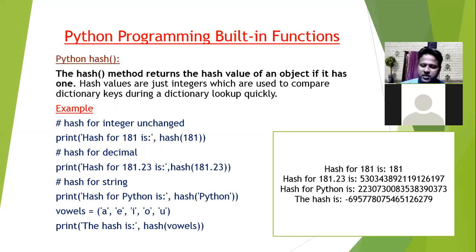Hash key means it defines the memory location where your value is stored. When you store any kind of value, Python allocates a predefined memory. So that memory is called your hash value. Okay.